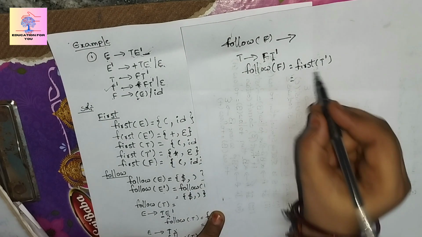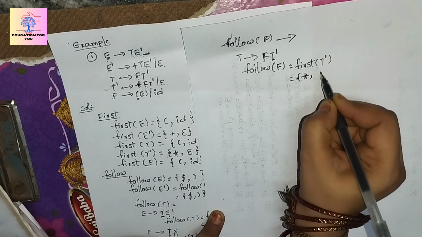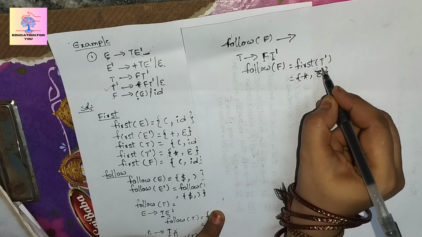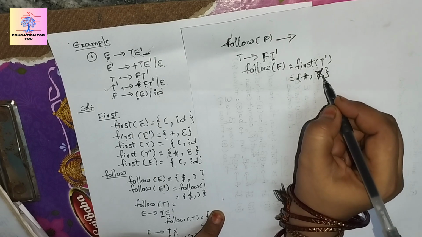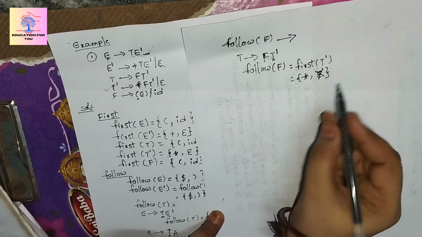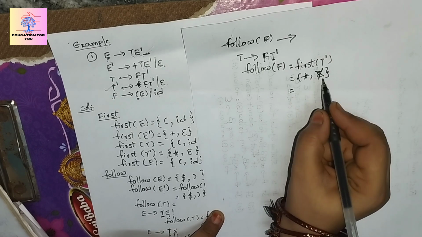Star epsilon. I already said that epsilon is not allowed. Null is not allowed in follow. So you have to substitute something in the place of epsilon. So what do you have to substitute?